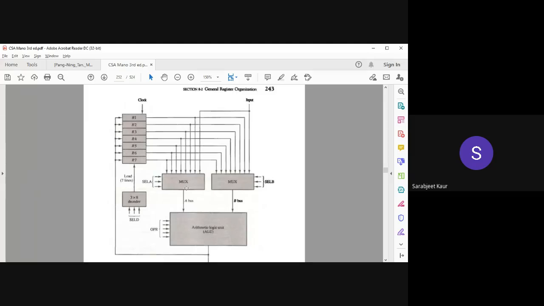Please see what is the size of a multiplexer. The size of a multiplexer is always 2 raised to the power of n cross 1.